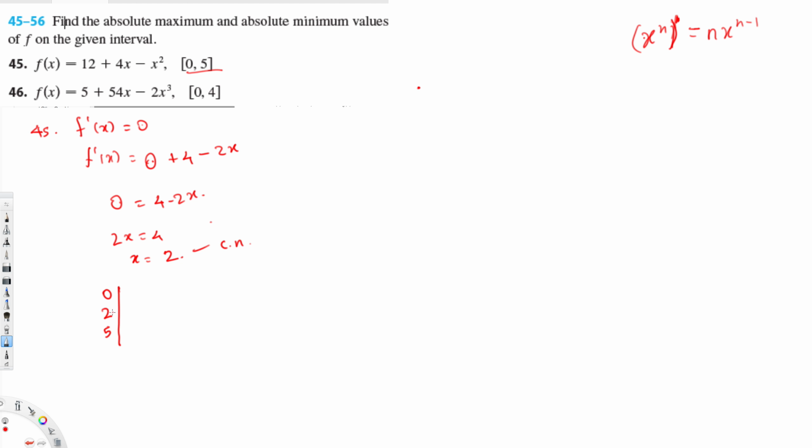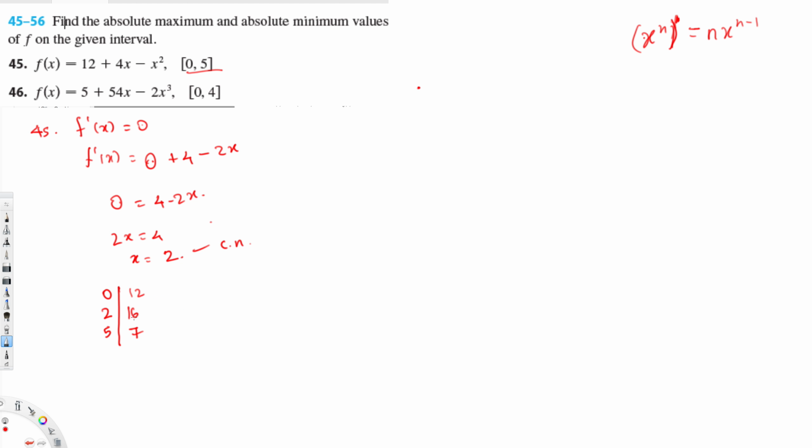First of all, if I apply 0 to this equation, what's going to happen? f of 0 is going to be 12 plus 0 minus 0, which is just 12. If I apply 2, 4 times 2 is 8, and 2 squared is 4, so 8 minus 4 is 4, and 12 plus 4 is 16. And if I apply 5, 4 times 5 is 20, and 5 squared is 25, so 20 minus 25 is minus 5. Minus 5 plus 12 is 7.